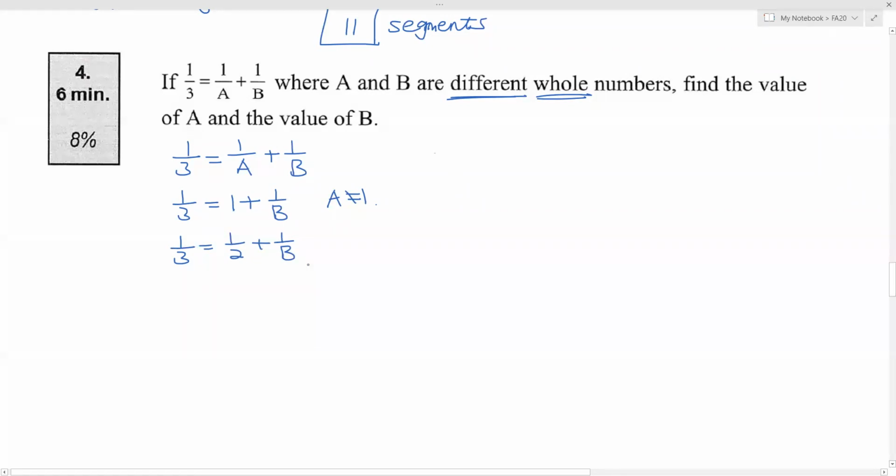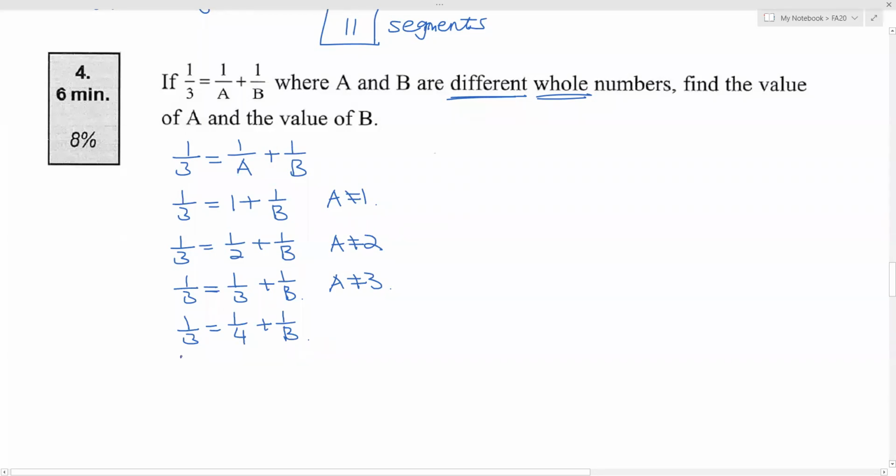So that didn't make any sense. a couldn't be 2. Then they keep trying. What about a is 3? But that still doesn't make any sense, because you're saying 1/3 equals 1/3 plus something, right? So a cannot be 3 either. Now they say, what if a is 4? Does that make sense? Now finally it kind of makes sense.